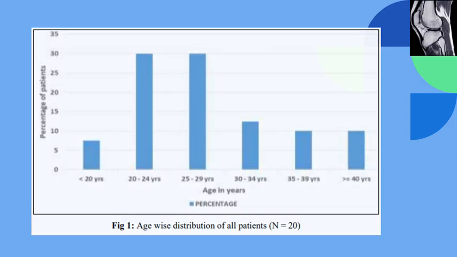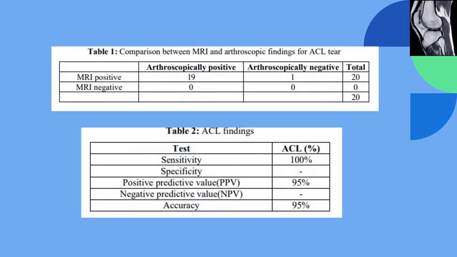These are the tables showing the positive and negative incidence and values between MRI and arthroscopic findings for the ACL tears, and the second table shows sensitivity, which is 100%, positive predictive value, which is 95%, and the accuracy of MRI is 95%.